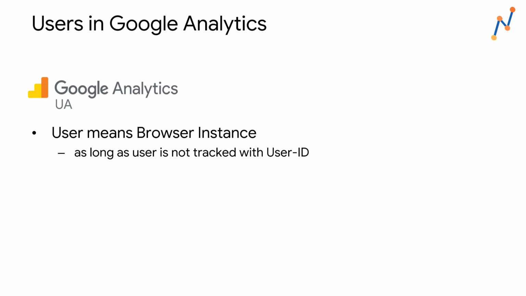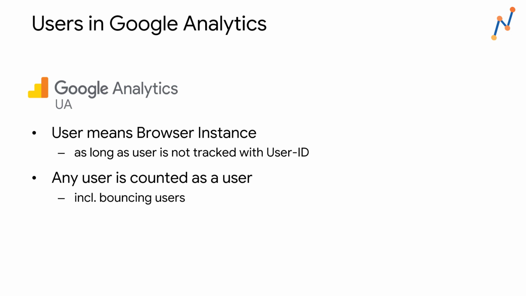A problem in Universal Analytics with regards to users is that any user is counted as a user. So this metric also contains users who left a website's page right after they landed there. And even though this behavior is counted as a bounce, it is also counted towards the user metrics in Universal Analytics, which after all makes the metric's reliability suffer and somewhat blurs its meaning.